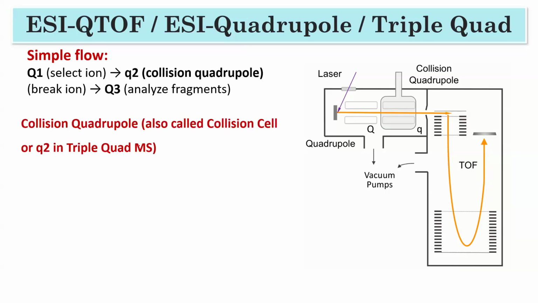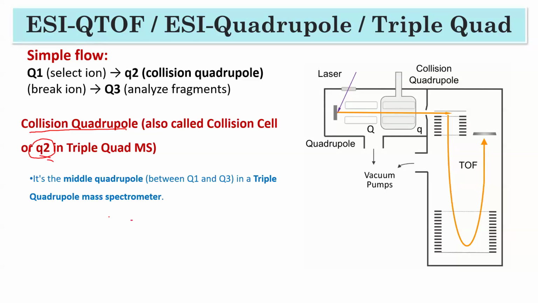I already told you, the collision quadrupole we always denote with a smaller q. Please understand, it is always between q1 and q3. Sometimes this q3 will be replaced with a TOF, so you don't need to worry about that. It's because q3 is used for analyzing the fragmented ion. That's how it works.